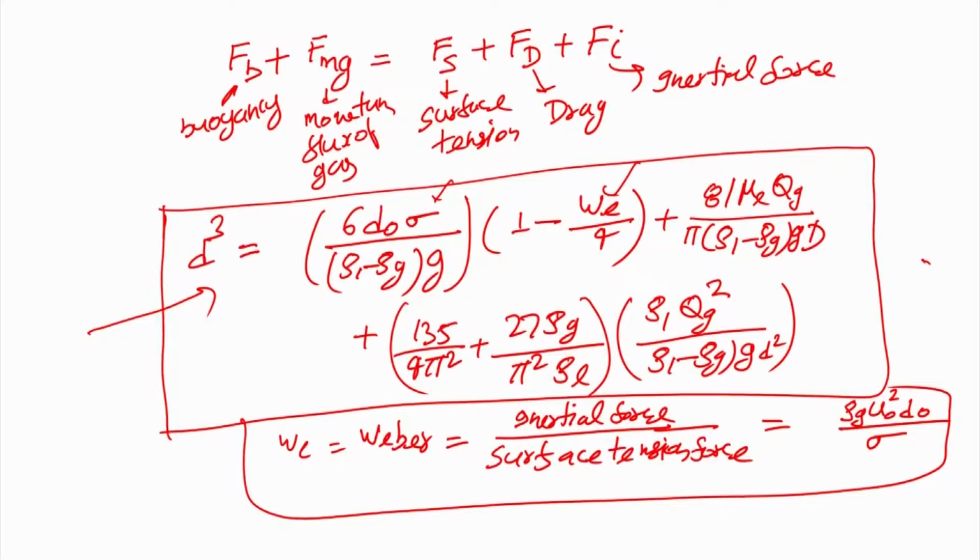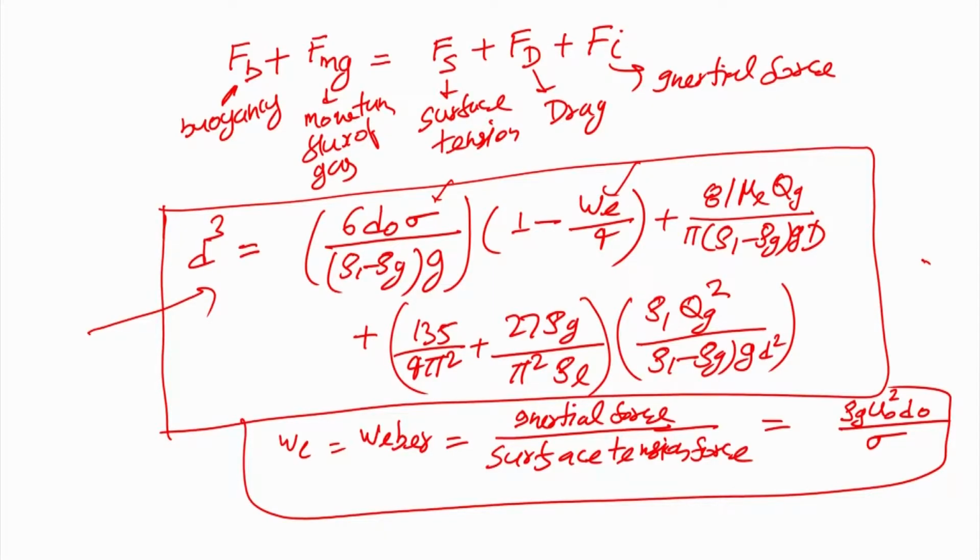Now several researchers have put their own correlations to calculate the bubble diameter depending upon the different cases, the properties of the system or different types of systems. I am not going to discuss all those correlations, but what I have discussed already is the basics, how these correlations are derived. You can say that for certain systems some forces are important, some are not, and you can modify the equation for the diameter of the bubble, but the basics remain the same.